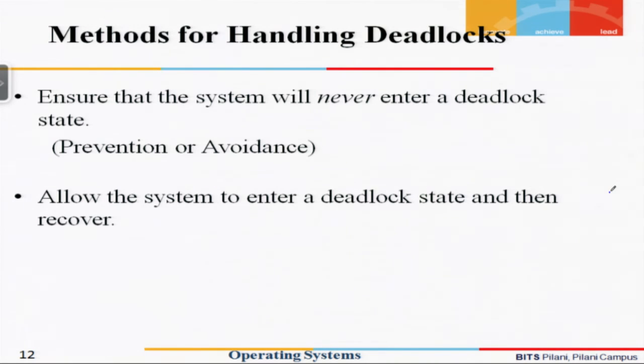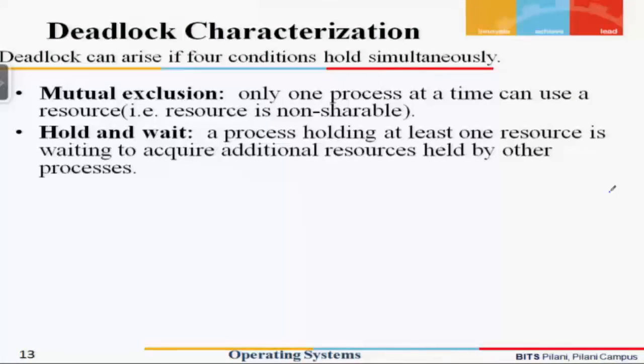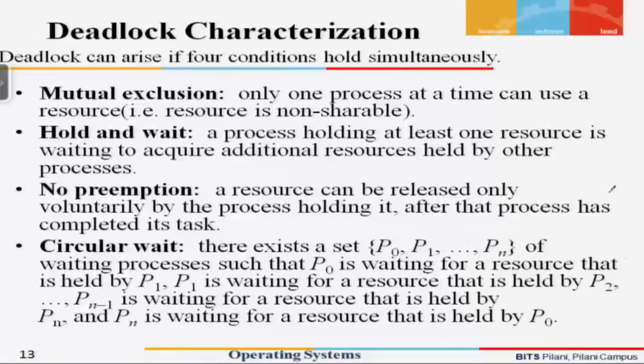In this session, we are going to see the prevention approach, and next session we will talk about avoidance, the process entering into a deadlock, and then recovery from the deadlock. So we have seen that deadlocks are characterized by 4 conditions. It is important that all these 4 conditions must hold simultaneously. We had already discussed it. These 4 conditions are mutual exclusion, hold and wait, no preemption, and circular wait.